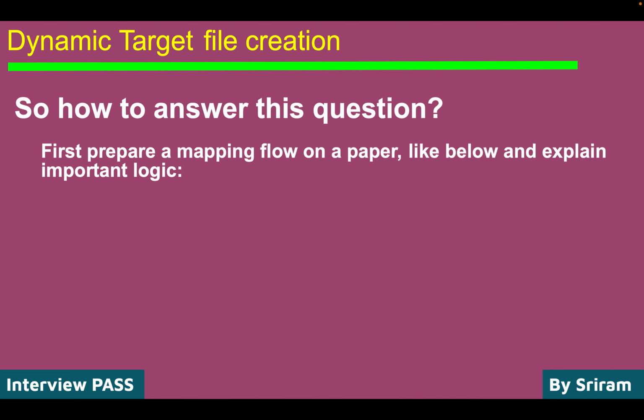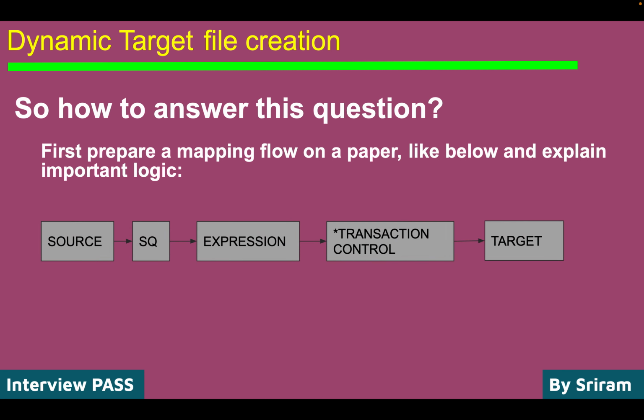So how to answer this question? First, prepare a mapping flow on paper, like below, and start explaining the important logic in the expression or transaction control. In the example here I have the source qualifier, which may not need explanation, but the expression, what you are going to do in the expression, what you are going to do in the transaction control, why we need transaction control, and how you do it in the target. How you create a dynamic file name and dynamic data in the target is very important. Let us see how to do that.